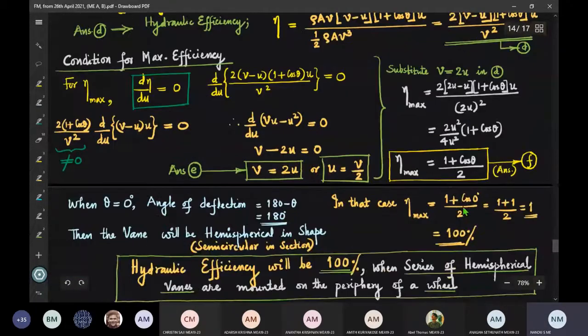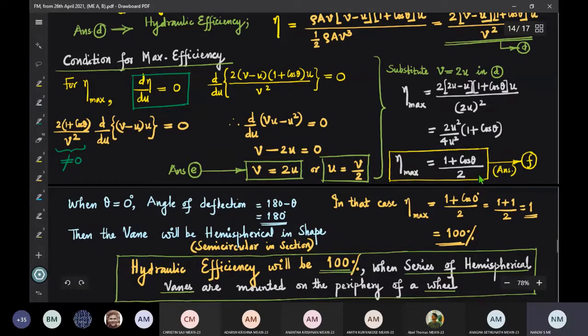And what do you get? On simplification, you will get 2U square by 4U square into (1 plus cos theta). So U square will be cancelled, and 2 by 4 is 1 by 2. Therefore, the ultimate expression for maximum efficiency in this case is (1 plus cos theta) divided by 2.